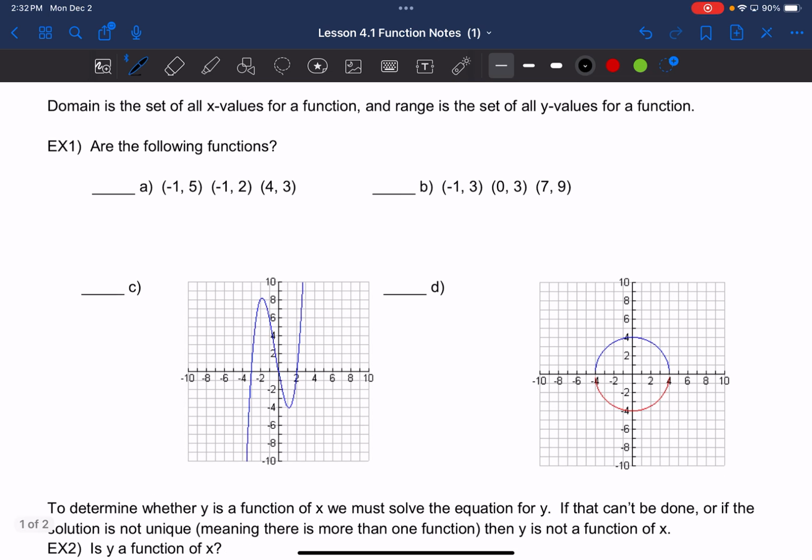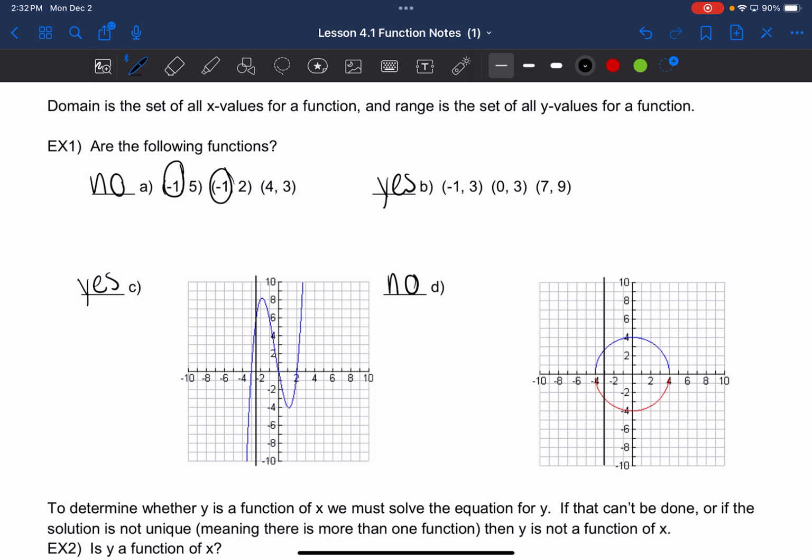For part A, do we have any x values that repeat? Yes. So is this a function? No. What about part B? Is that a function? Yes. All right, part C. Does it pass the vertical line test? Yes. So is it a function? What about part D? No, because it definitely does not pass the vertical line test, right?